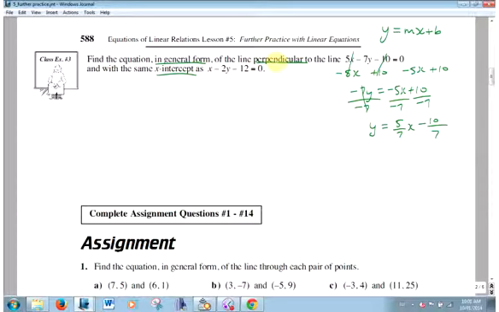I want a line perpendicular to this. So the slope I need is: flip the numbers, change the sign. I'm half done. I need to know something here. I need to know the y-intercept. That doesn't tell me the y-intercept, it says x-intercept. Or I need to know a point.